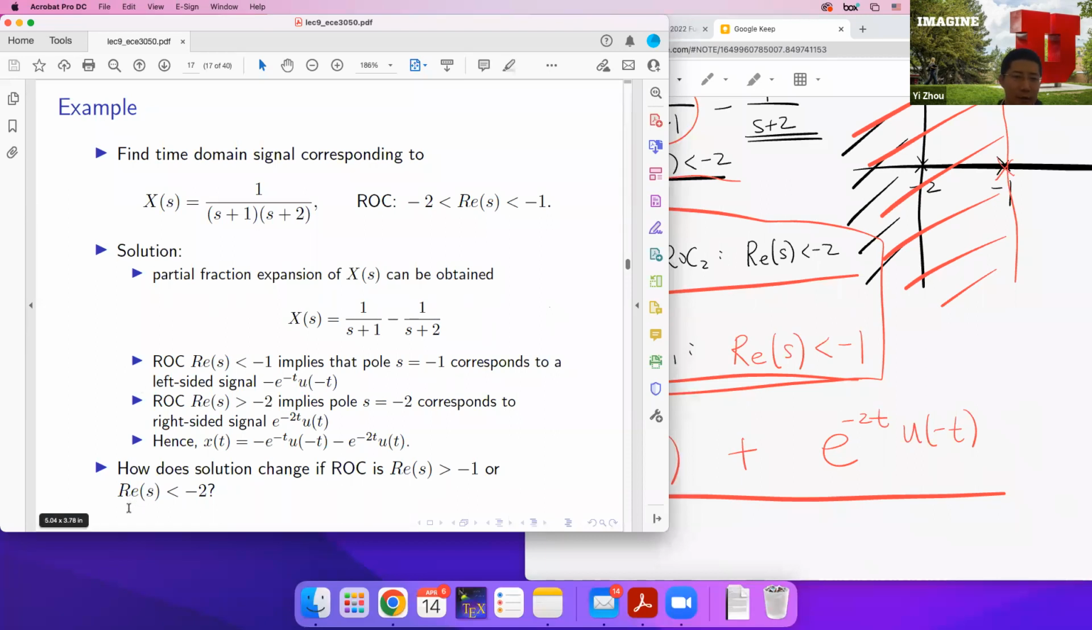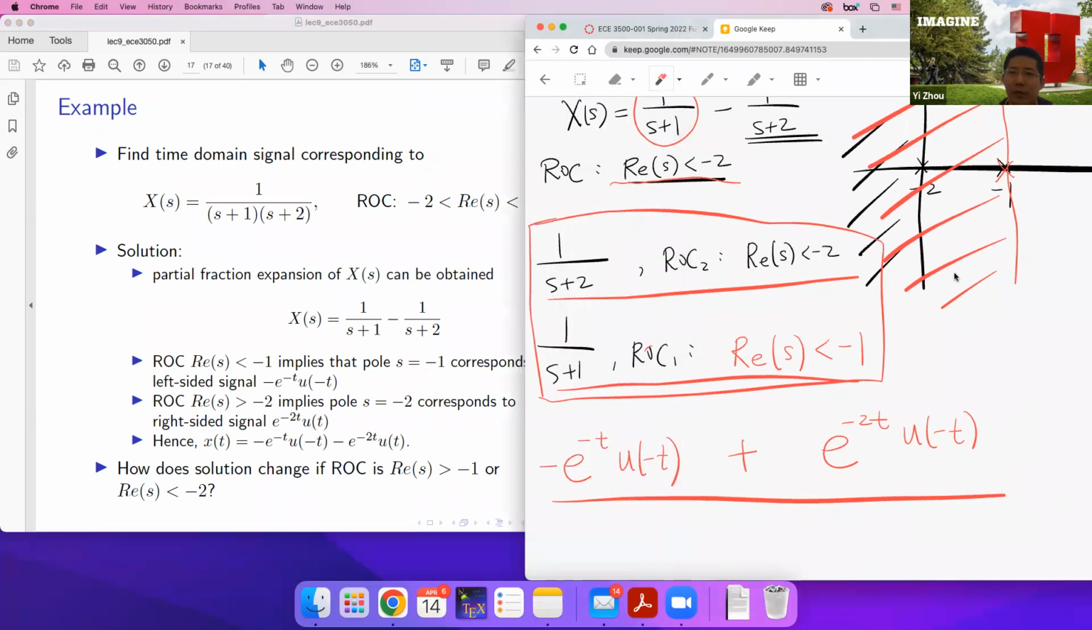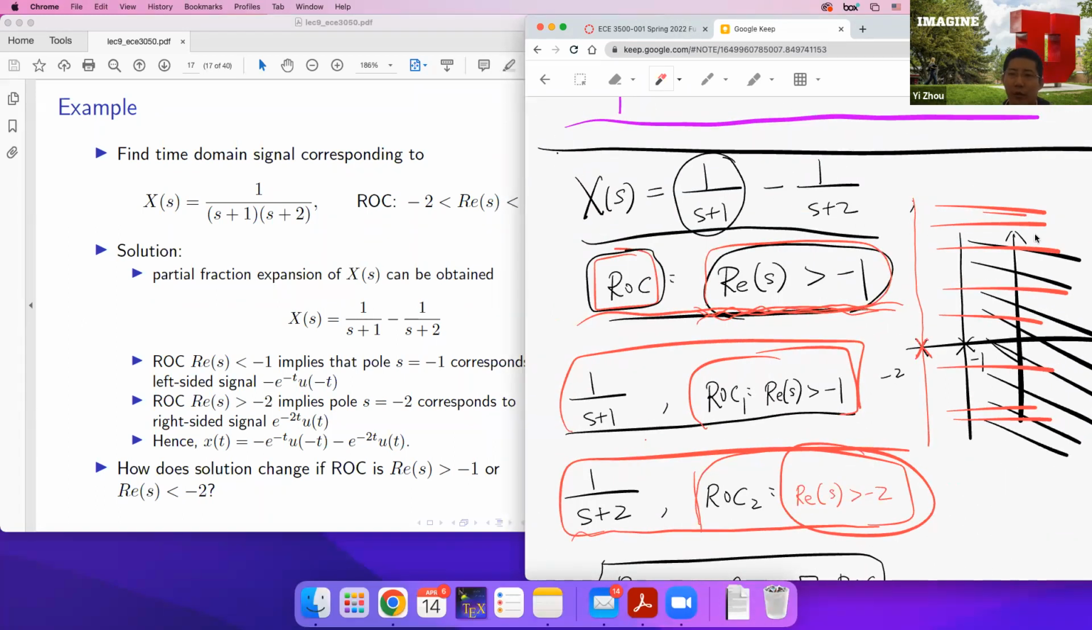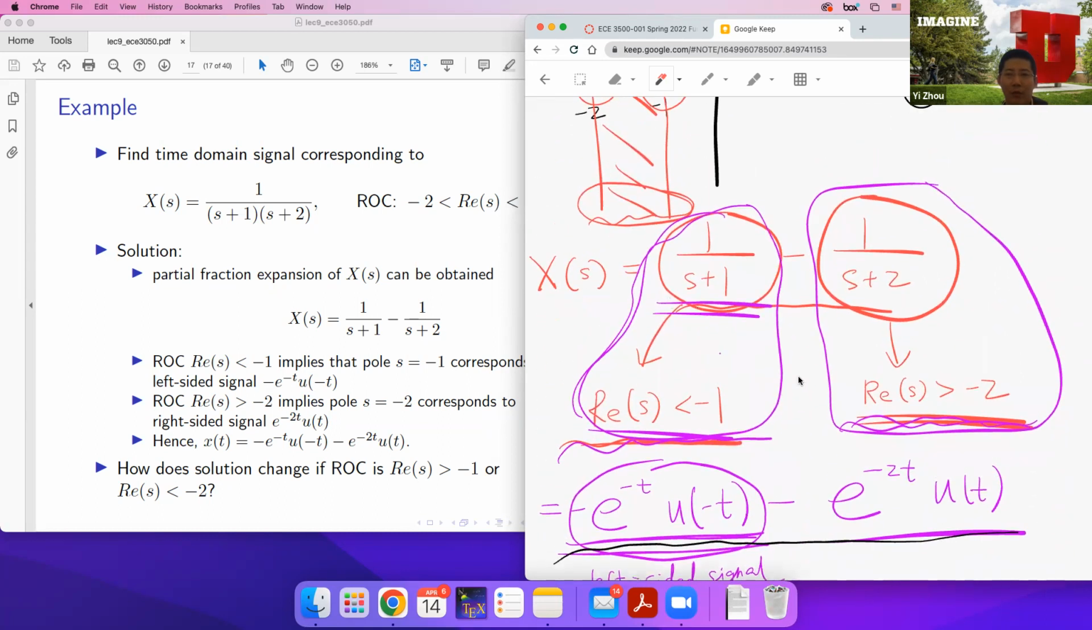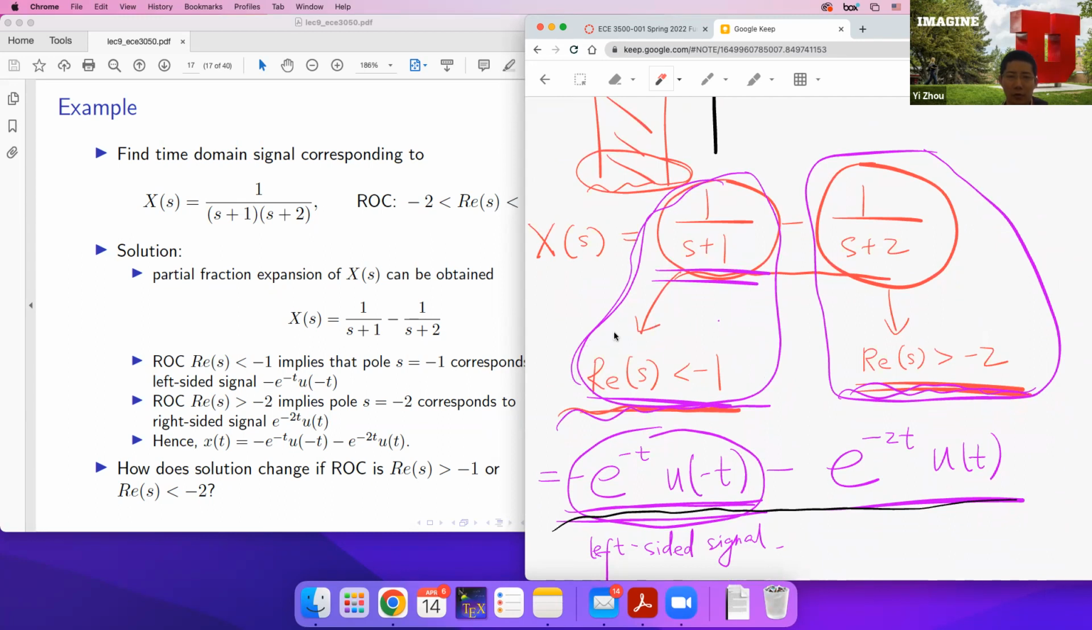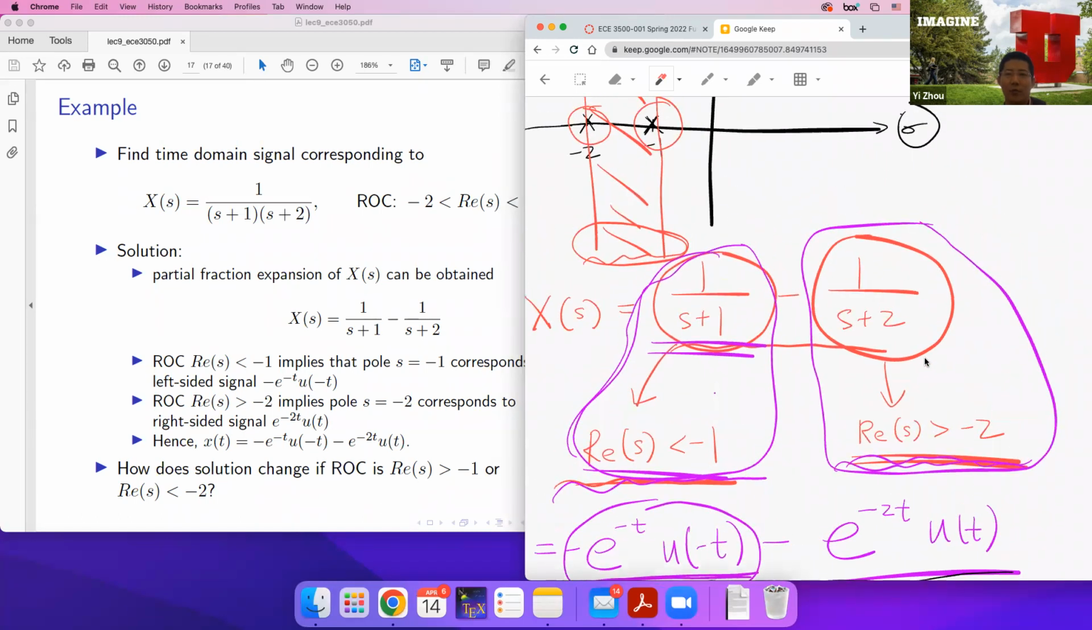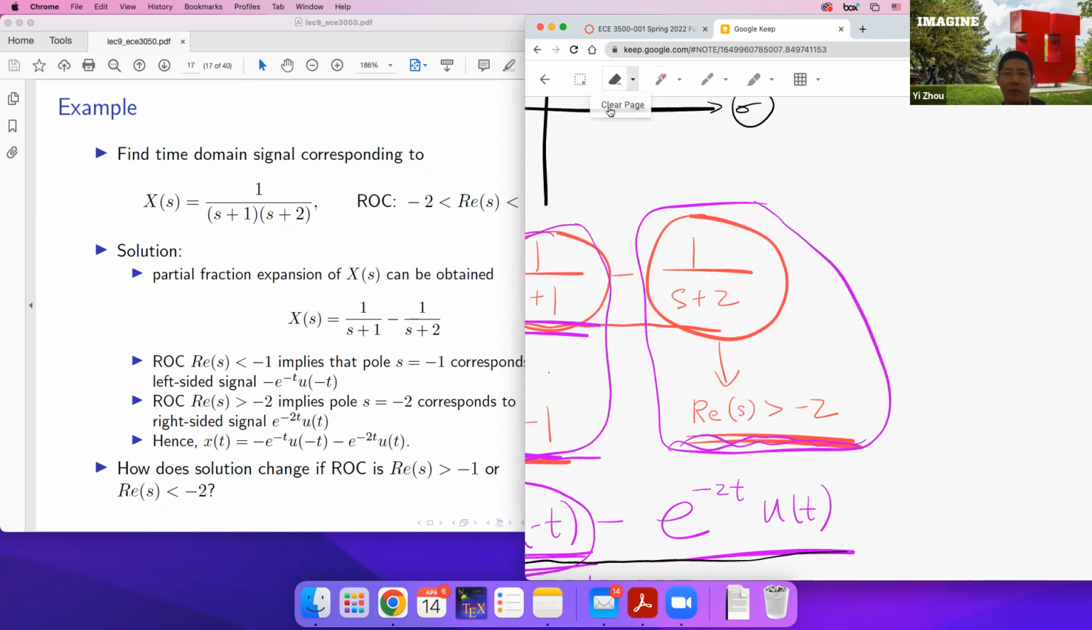We have another comment. So the ROC is where the function converges. Is this the bands that you have been marking in? So in these pictures, the ROC corresponds to the shaded areas. Like in the first case, the overall ROC is given as this vertical strip, and then we figure out that the corresponding region of convergence associated with each of these Laplace transforms is either a left half plane or right half plane. So I can actually draw another.